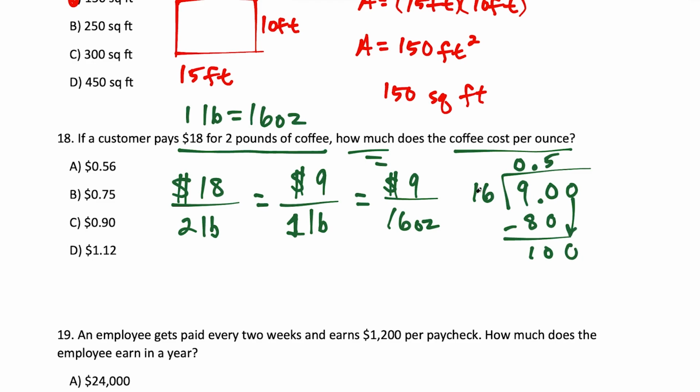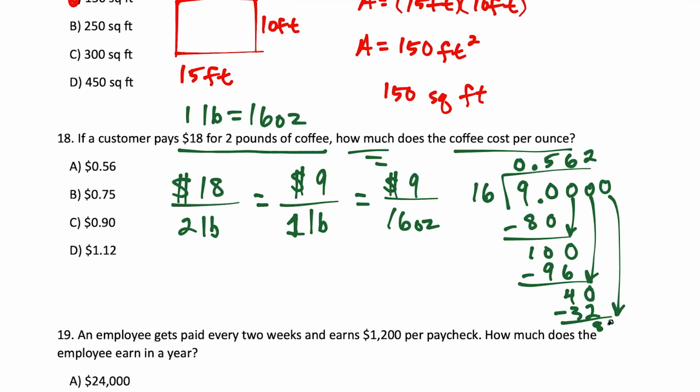And we could say 16 goes into 100 6 times. And if you do 6 times 16, you're going to get 96. So when you subtract, you have a remainder of 4. We put another 0. And we carry down here, 16 goes into 40 twice. 2 times 16 is 32. And when you subtract, you get a remainder of 8. And now we put another 0 here to bring down. And then we have 16 goes into 80 5 times.